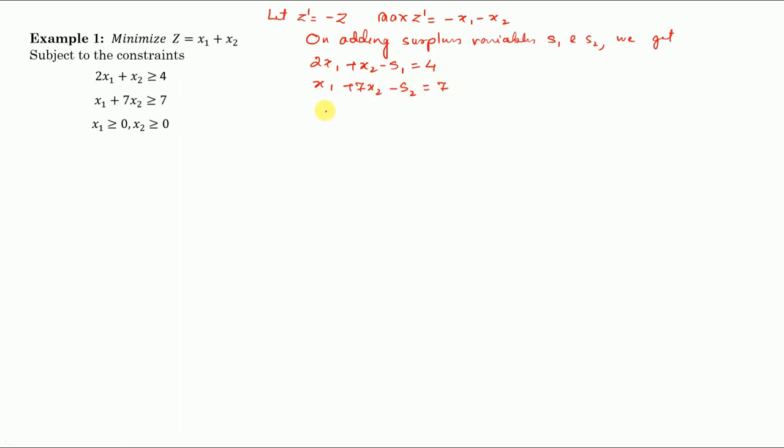But if you write the corresponding matrix, this is 2, 1, 1, 7, -1, 0, 0, -1. So this is the part of matrix corresponding to s1 and s2, and this is not a unit matrix. It means we cannot consider this solution x1 = 0, x2 = 0, s1 = -4, s2 = -7 as an initial basic feasible solution, because this is not a unit matrix. The matrix corresponding to the basic variables must be a unit matrix.